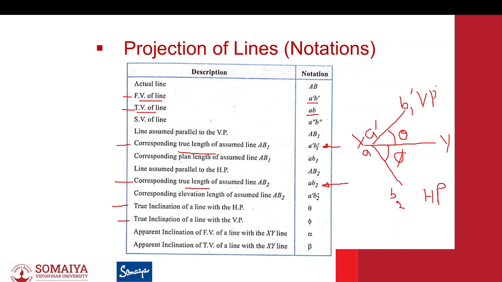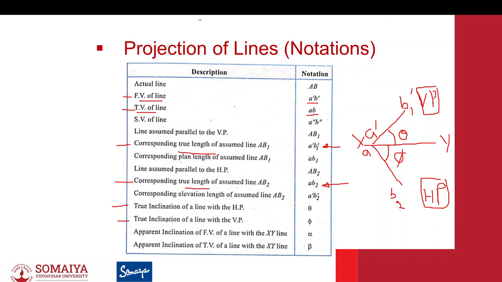Where is our VP? This VP will be here. So if the line is making inclination with VP, that is needed to be shown below the XY. Then only can the line make an inclination with respect to VP. Are you getting this? You got this theta? Yes, theta means the inclination of a line with HP. So opposite to that, phi: if the line is making inclination with VP, that will be shown below XY.